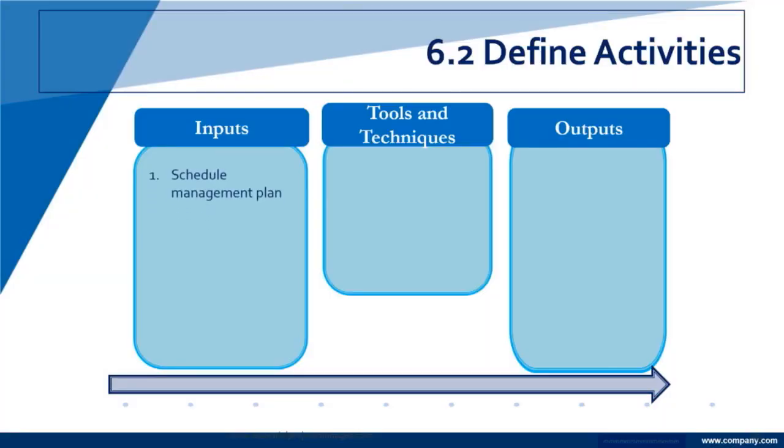Inputs here are our schedule management plan, because we figured out how we're looking at the schedule, how we're managing it, how we're planning it, all of those details we've thought through. They may be given to us, or they may be something we had to create from scratch. Then we look at our scope baseline. What's our scope baseline?